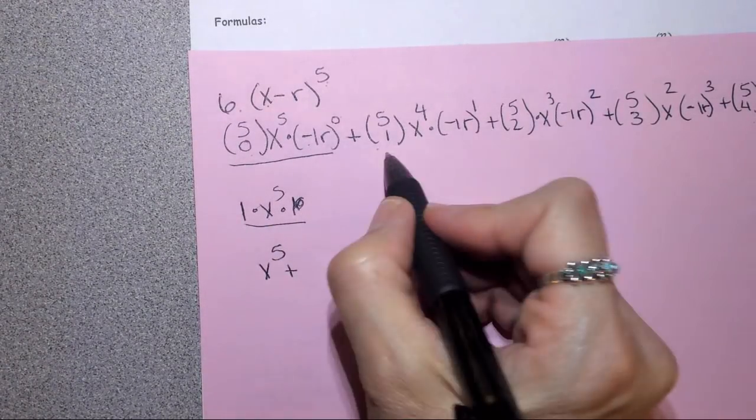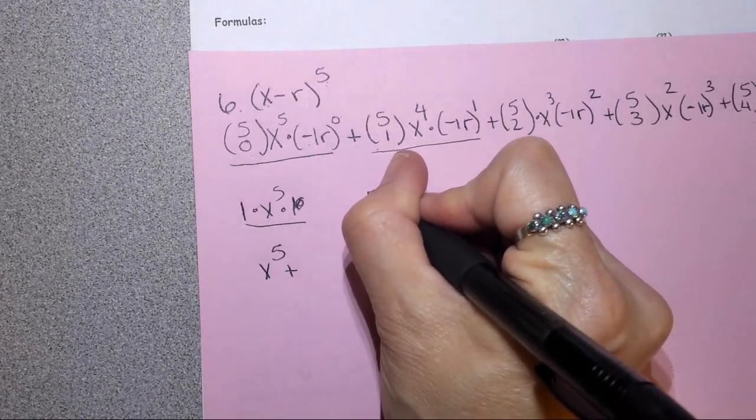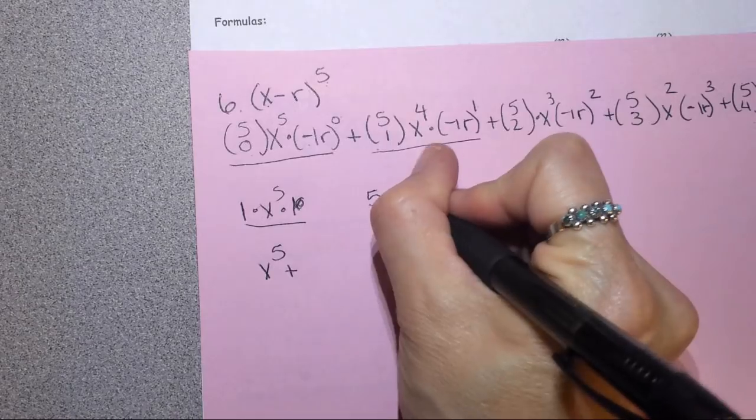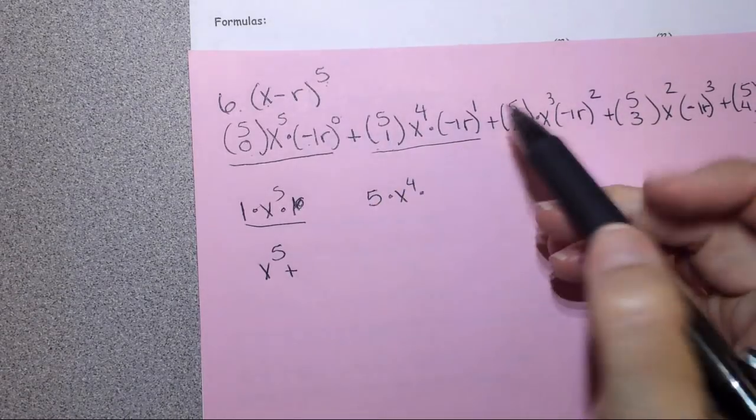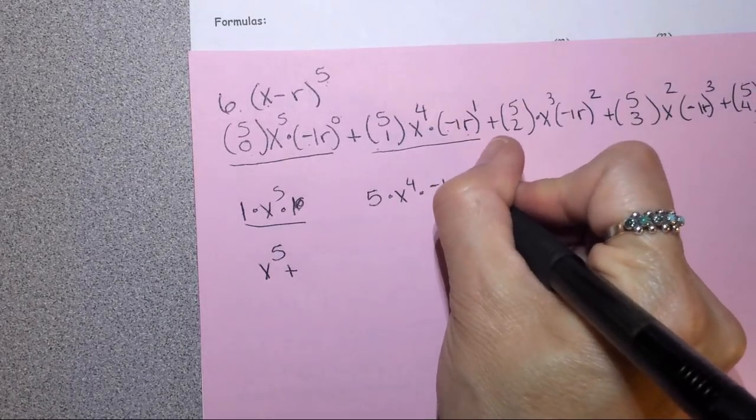Now I'm going to go do the next term. I'm going to type in my calculator, 5 choose 1, and a 5 is going to pop out. Then I have times x to the 4th times negative 1r to the 1st is negative 1r.